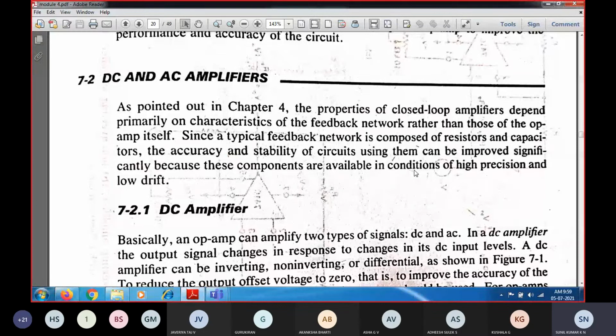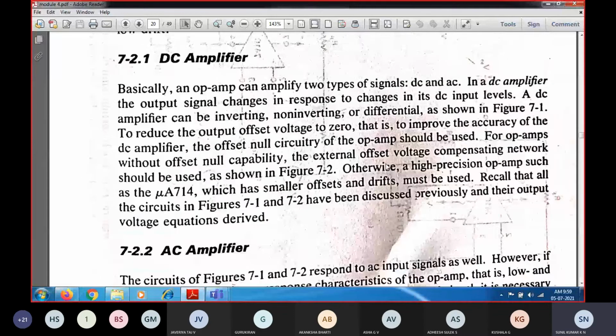So if I want to make use of the operational amplifier as an AC amplifier, then I should connect a coupling capacitor at the input side as well as the output side, so that the operational amplifier with the same closed loop configuration with negative feedback will act like an AC amplifier as well. That is what we have studied.